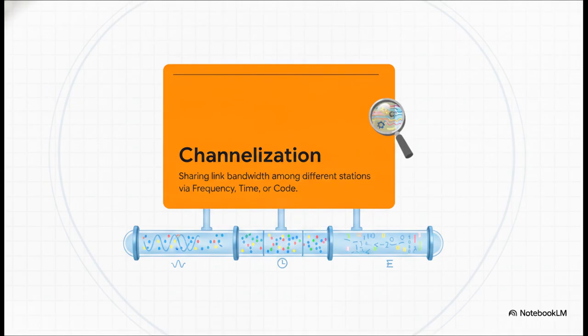At its core, channelization, which you might also hear called channel partition, is really just about fair sharing. Imagine a single pipeline of data. If every station on the network tries to shove their data through that pipe at the exact same moment, you get collisions. Nobody wins. Channelization solves this by partitioning the available bandwidth of a link among the different stations. And as we'll see, we can actually achieve this sharing across 3 completely distinct dimensions: frequency, time, and mathematical code.